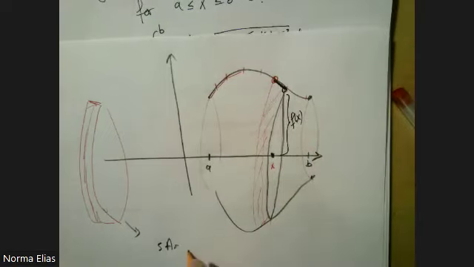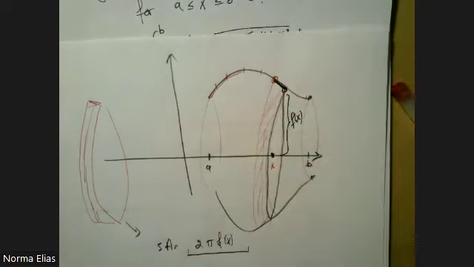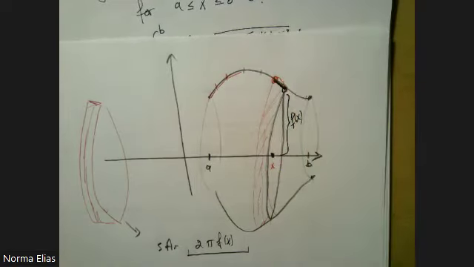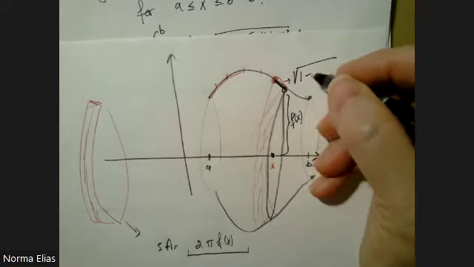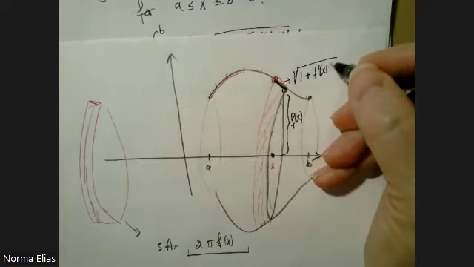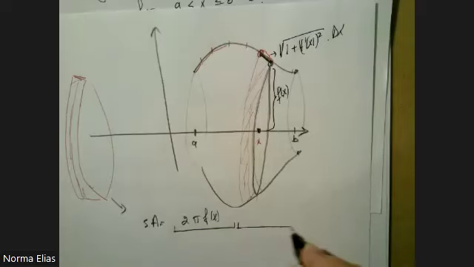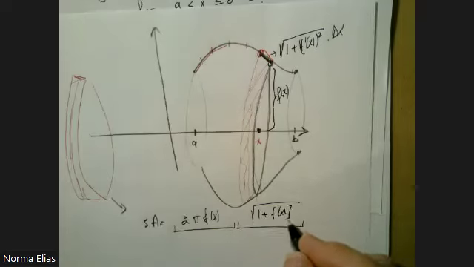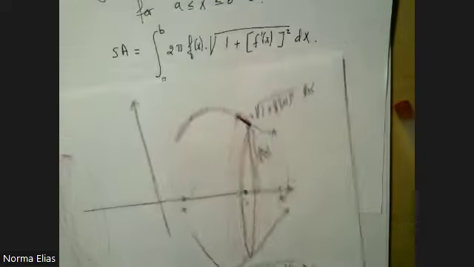So the circumference of the circle would be 2 pi times f of x. That's the circumference of that circle. You times it by this little bit of height in here. But according to what we did yesterday, the height in here is the square root of 1 plus the derivative squared, so that's the height, which is the square root of 1 plus f prime of x squared times the delta x.